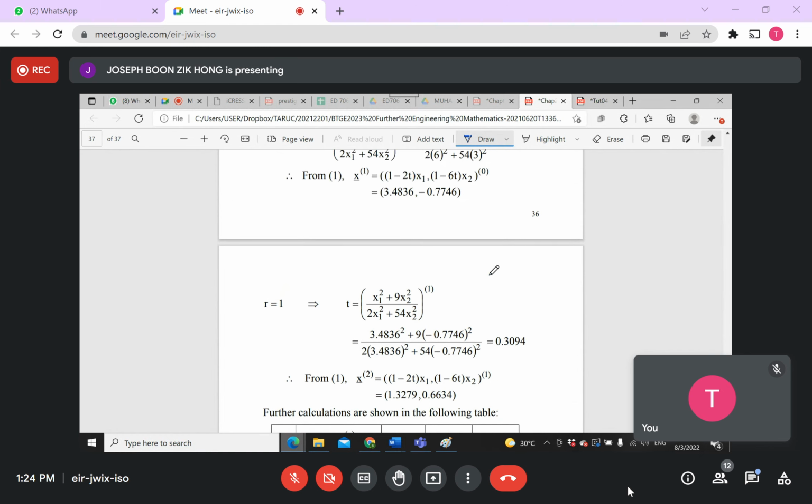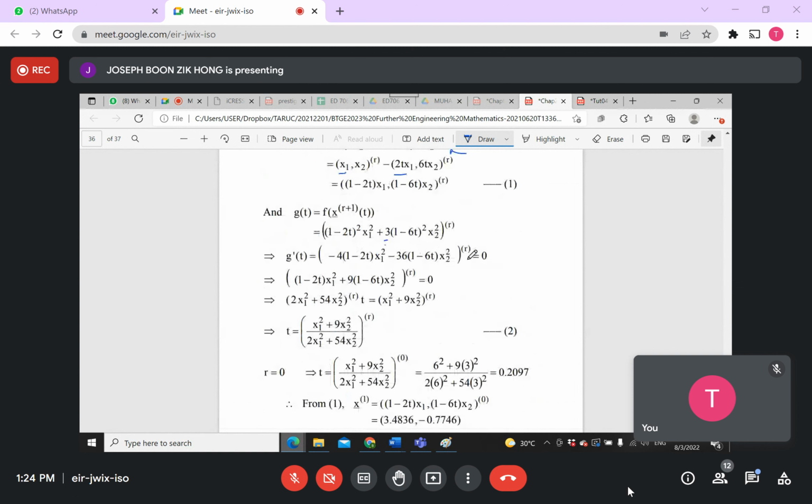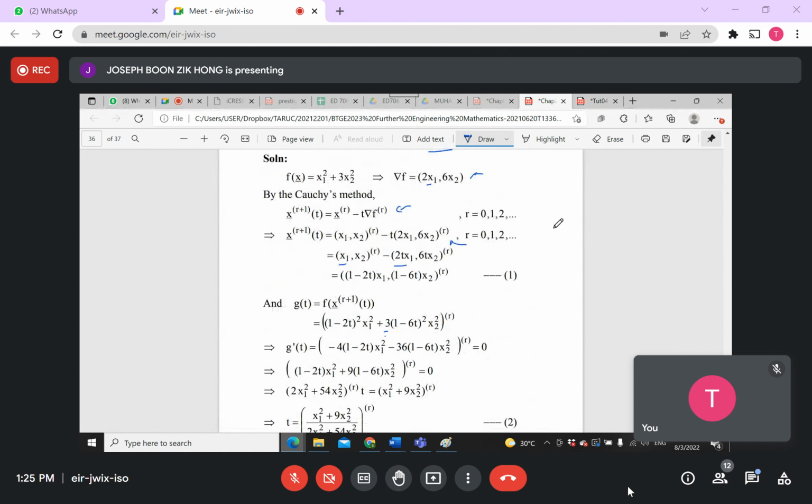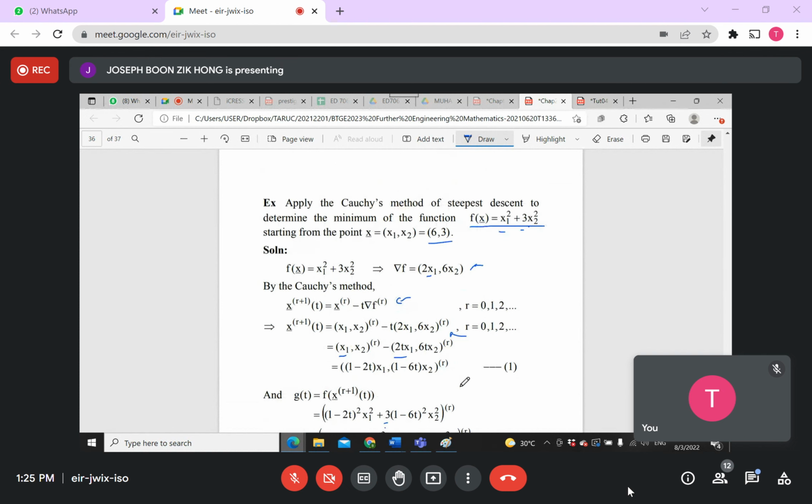Okay, so now let's see what they do here. This is a very long process. First, we try to get x with respect to t, and the formula is xr minus t del fr.